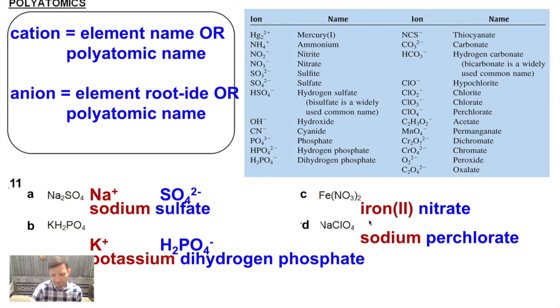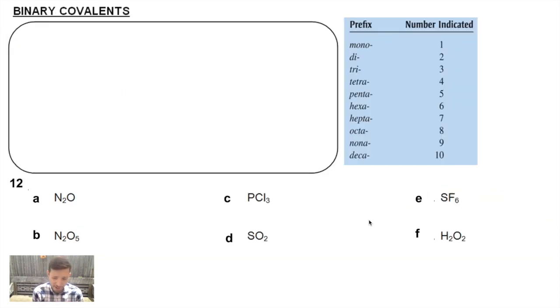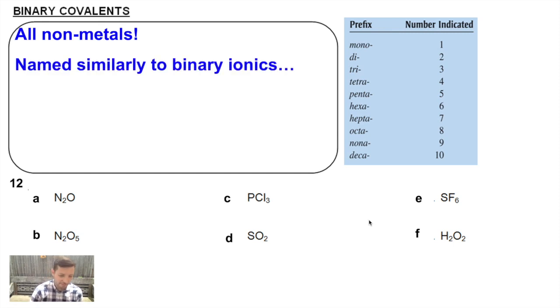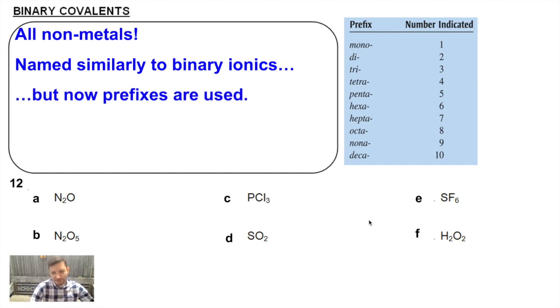Now, if you flip to the back of your notes, we're going to talk about covalent compounds. Covalent compounds are made of all non-metals, so we have to actually use prefixes to denote how they're named. It's similar to how we named the binary ionics, but now we have prefixes, and there's a little chart there to show us how many of each element we have.